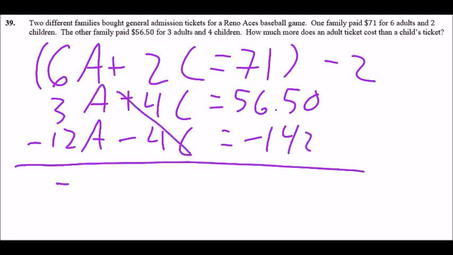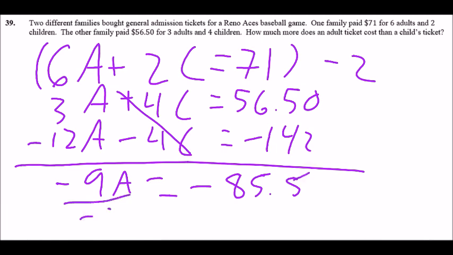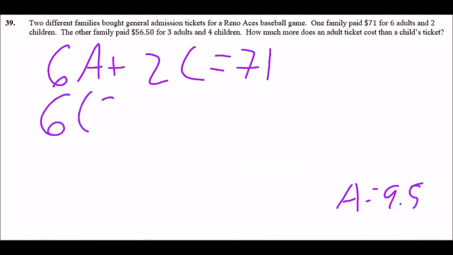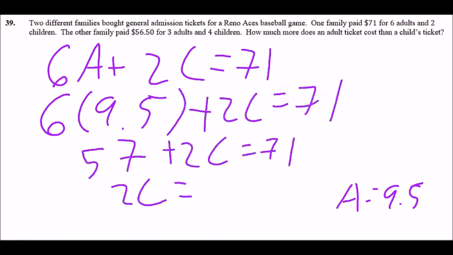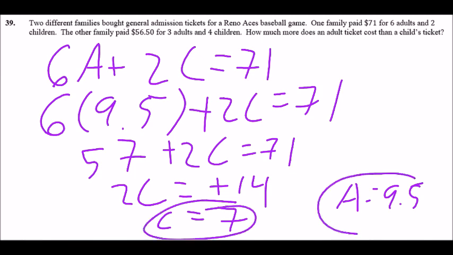Now I'm going to add those together. That's going to cancel. I get negative 9a, and then I get negative 85.5. Divide by negative 9 to both sides, and I get a positive $9.50 for adults. So I'm going to plug that in for an adult ticket, and we're going to solve for a children's ticket. So there's our cost for children's and adults.